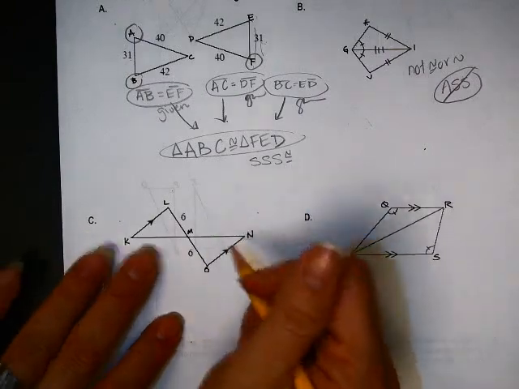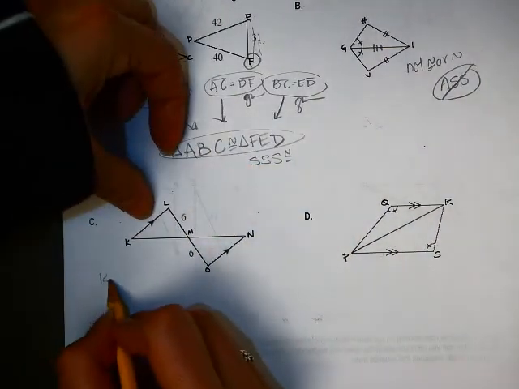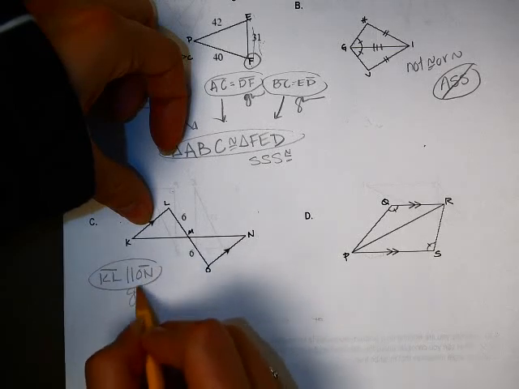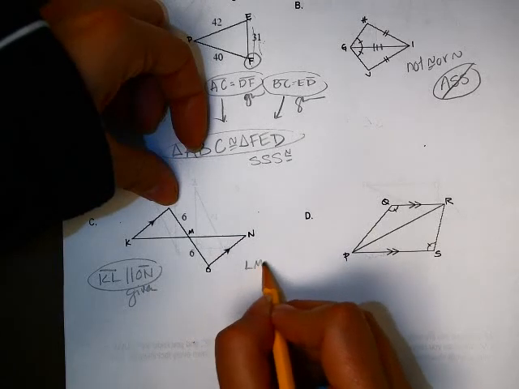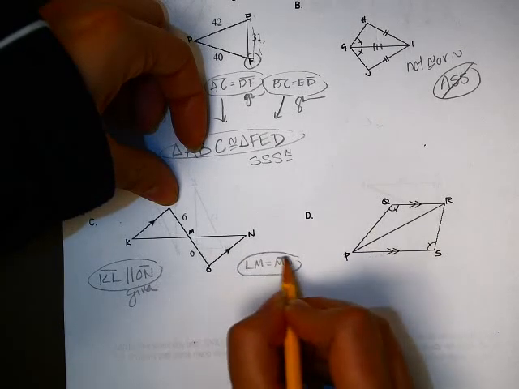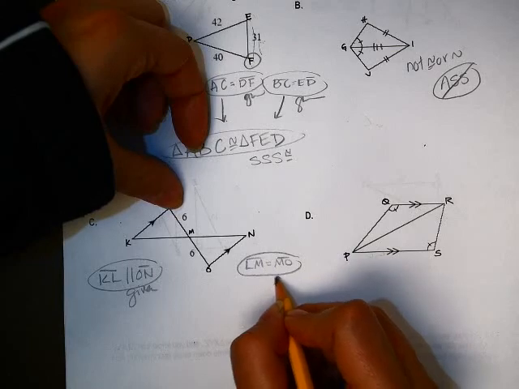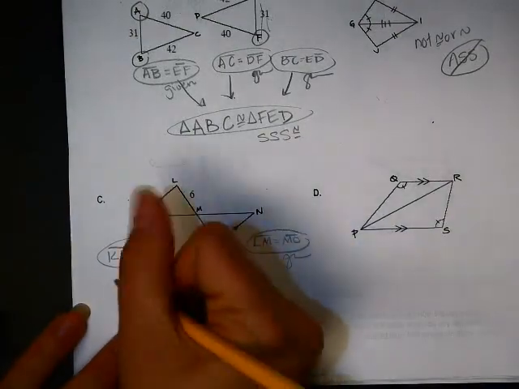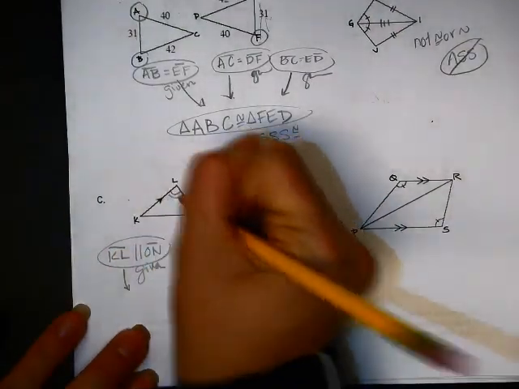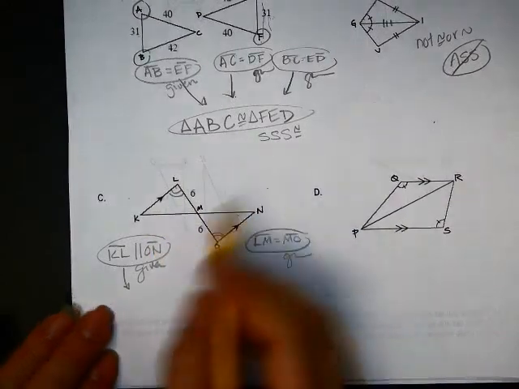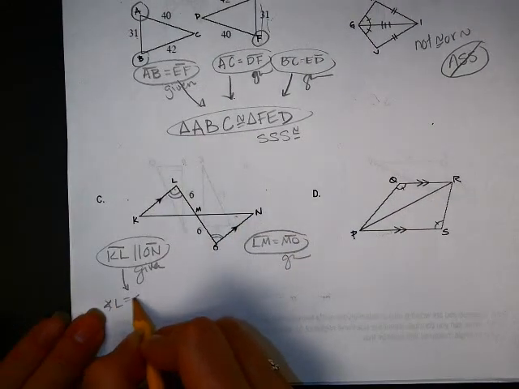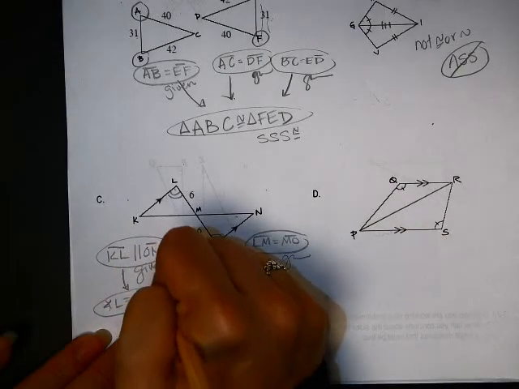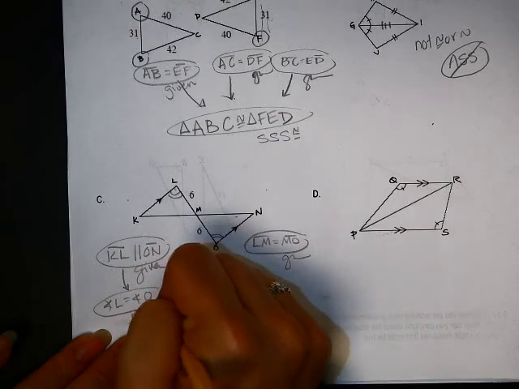For this one here, given is KL is parallel to ON. Given is LM is equal to MO. Again, you can say 6 equals 6 instead, that's fine. So those are our only two givens. Now, we can use the fact that they're parallel to give us some angles. You can pick those or those, doesn't matter. And that is parallel lines imply alternate interior angles are congruent.